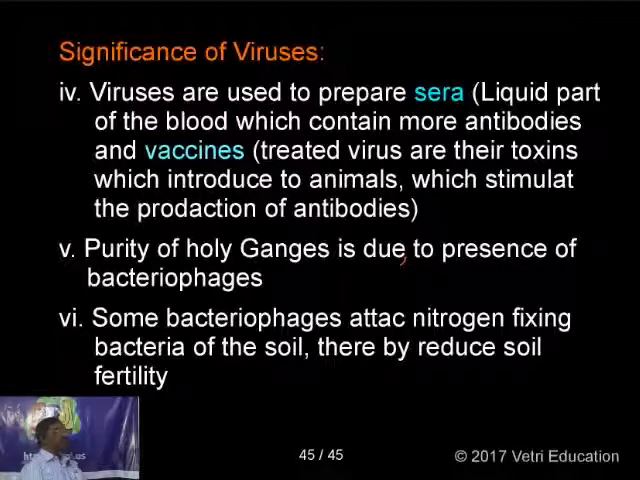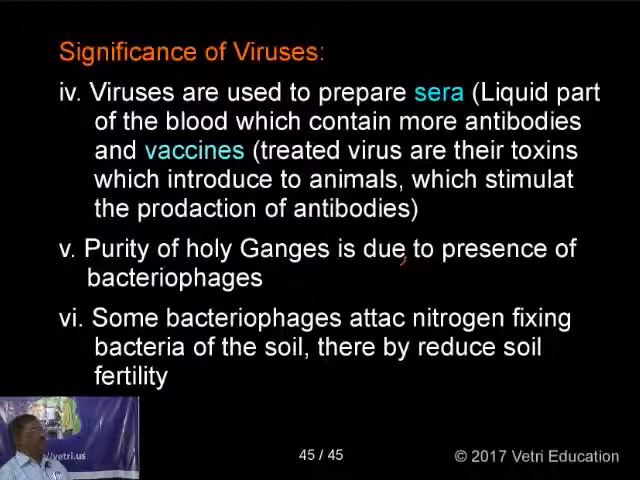So viruses are used to prepare sera, that is the liquid part of the blood, containing more antibodies, and vaccines, very important, the treated viruses and their toxins which are introduced to animals, which stimulate the production of antibodies. So the vaccines are more effective regarding the virus infections.